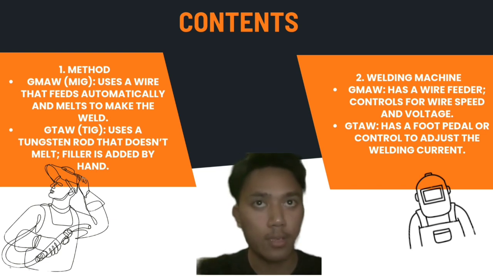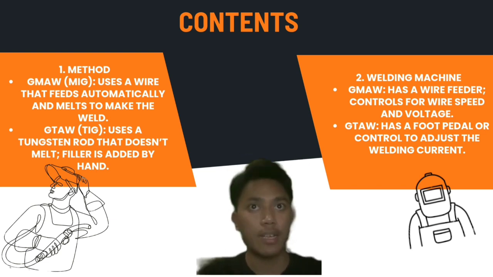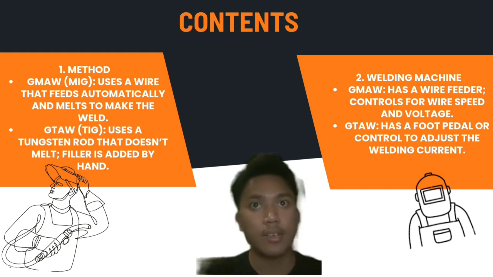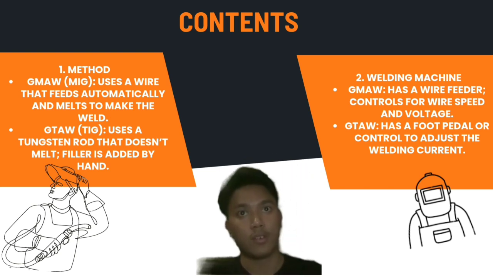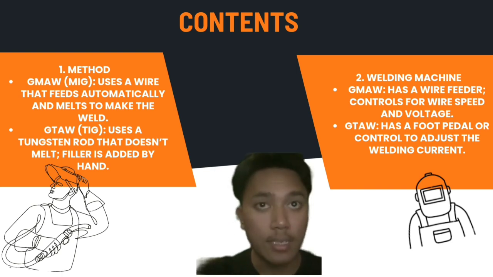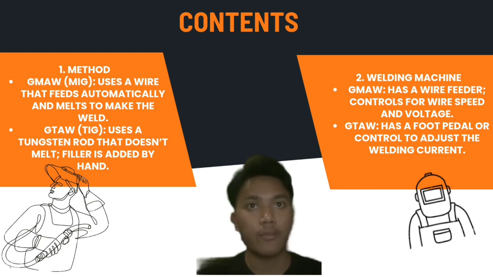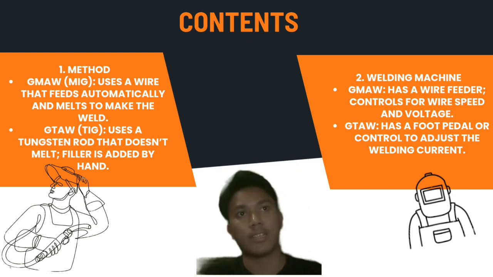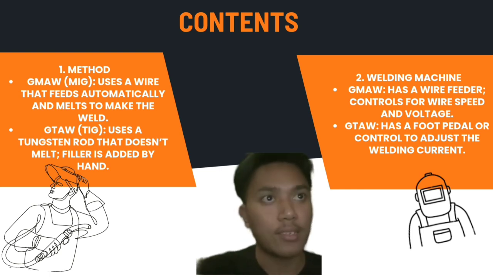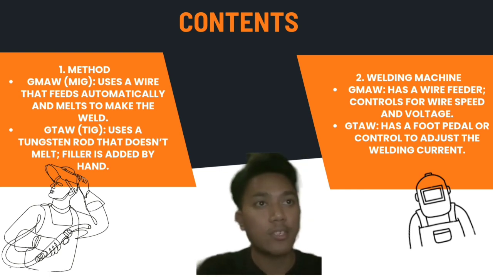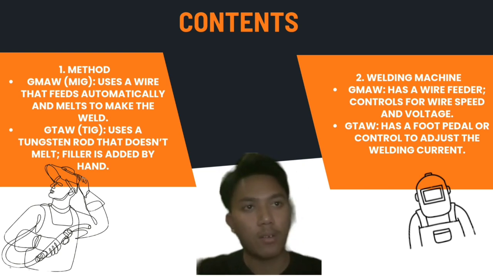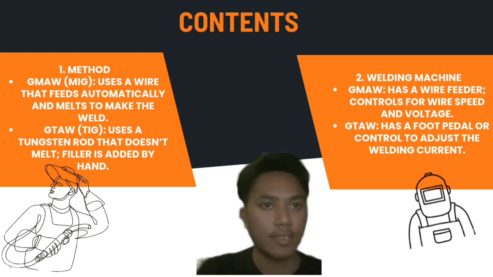I will talk about the contents. Firstly, methods. About GMAW, use a wire that feeds automatically and melts to make the weld. So about the GTAW, use a tungsten rod that doesn't melt. Filler is added by hand. So next is about welding machine. About the GMAW, has a wire feeder, controls the wire speed and voltage. So about the GTAW, has a foot pedal or control to adjust the welding current.